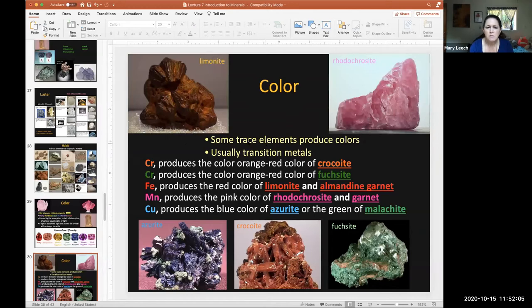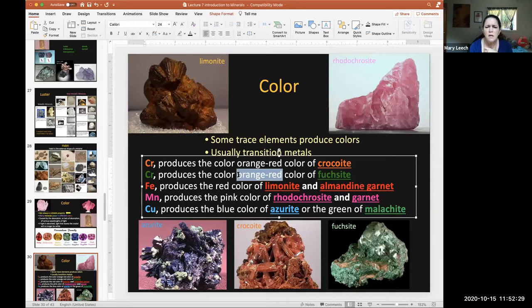Here are some examples. It's usually these trace elements, tiny percentages of elements, that produce the color. Chromium gives an orange-red color to this crocoite. I'm not really sure how to pronounce that one. Chromium gives the green color. Oops, I didn't change that to green. I added fuchsite. The green color of fuchsite. You could pronounce that differently probably, but I think it was probably named for someone who had the last name Fuchs, a German name.